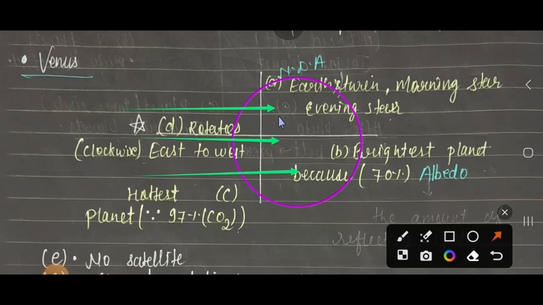But Venus will reflect about 70% of its light, and this phenomenon of reflecting light, in terms of planets, is considered albedo. Okay, I hope you got it.